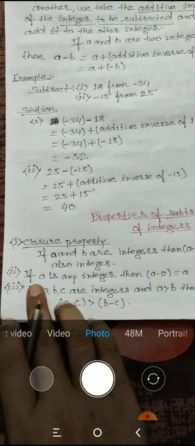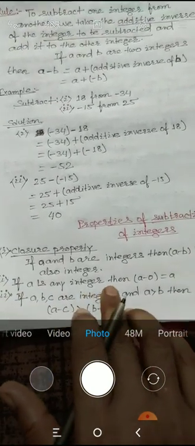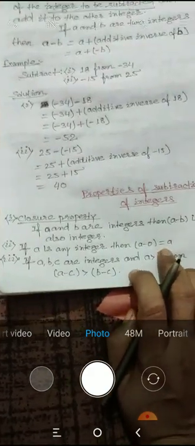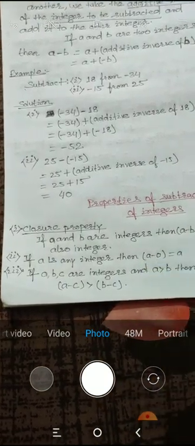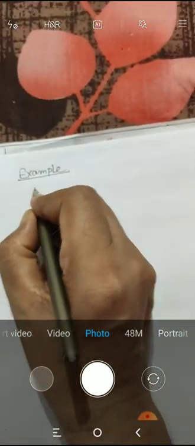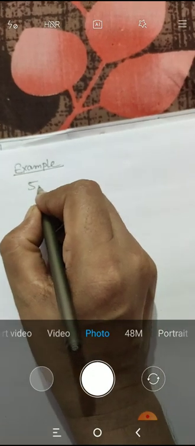The second property: if a is any integer, then a minus 0 equals a. It means when you subtract 0 from any integer, the integer remains the same. For example, 5 minus 0 equals 5 only. Suppose you take minus 20, then minus 20 minus 0 equals minus 20 only. That is what rule number 2 explains.